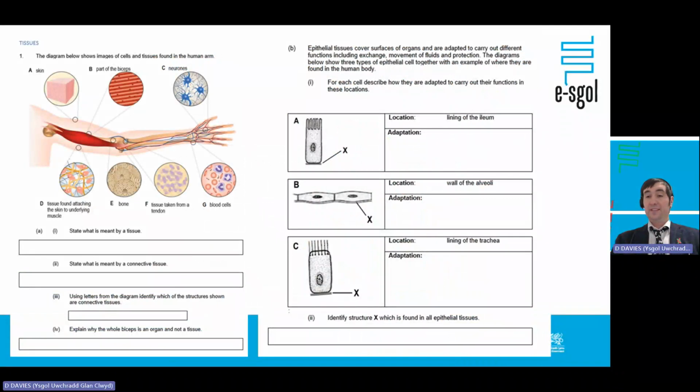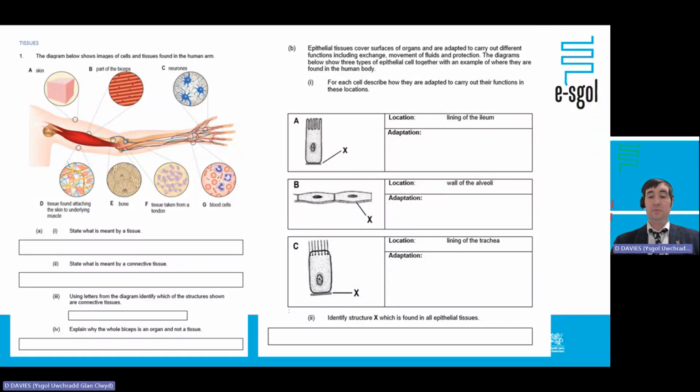Okay, so same thing here, guys. We're going to have a little walk through these questions, okay? And then we're going to do some questions independently before we finish. Okay. The diagram below shows images of cells and tissues found in the human arm.